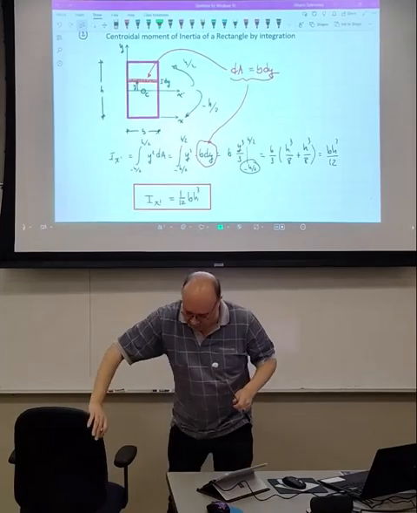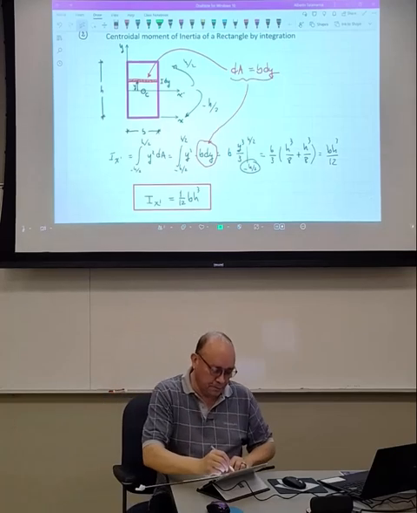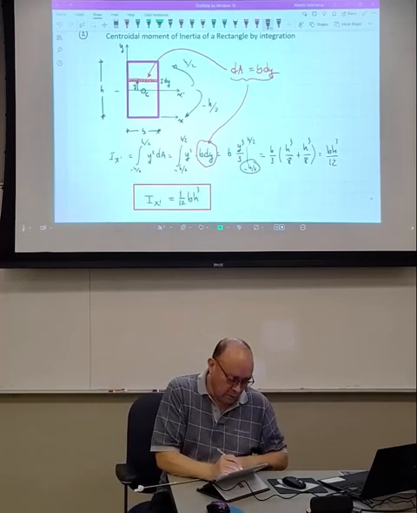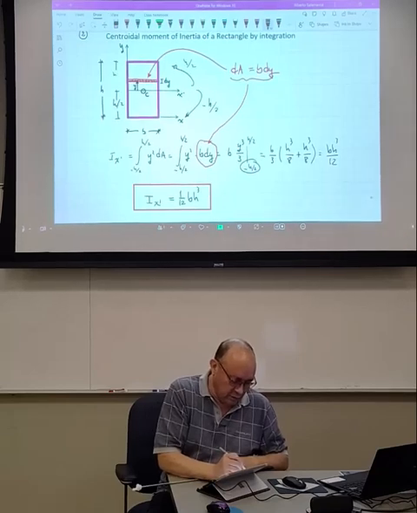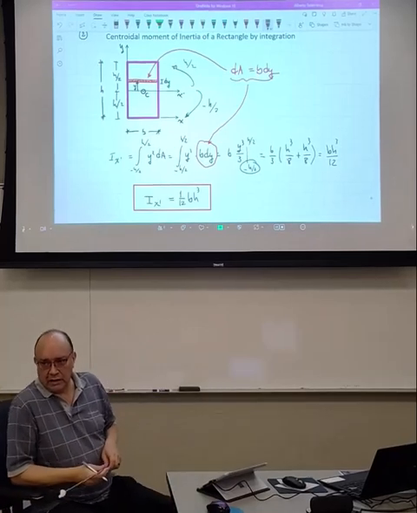Let me put it here. So this distance is h over 2, right? And this distance is h over 2. The centroid of a rectangle is in the middle. Does that answer your question?